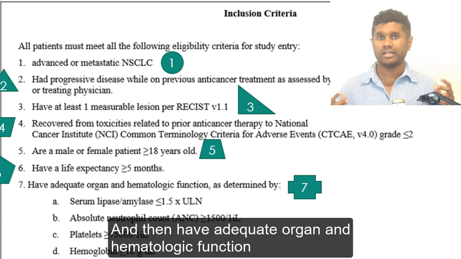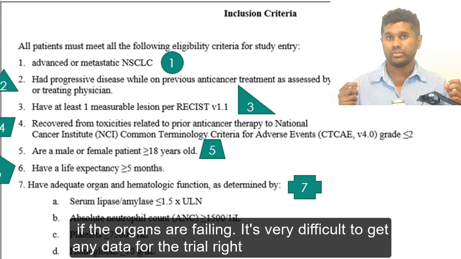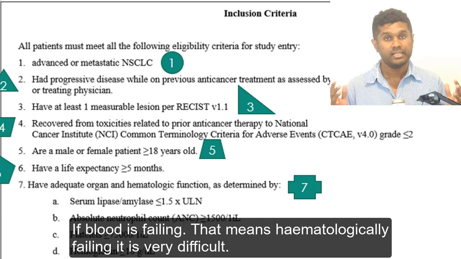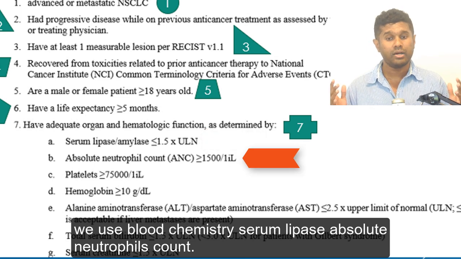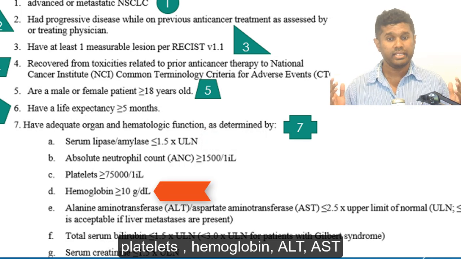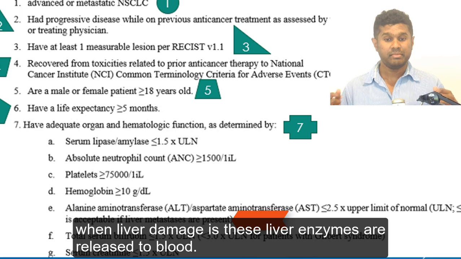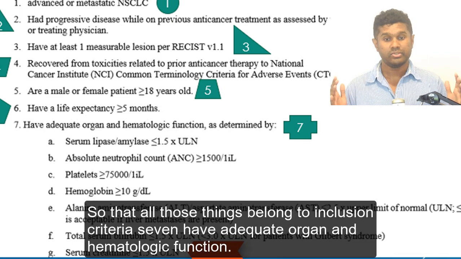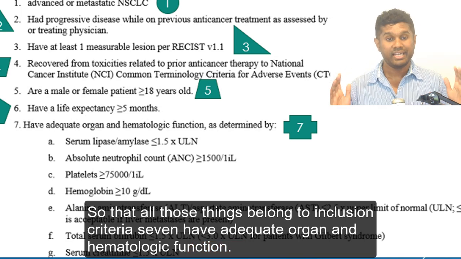That means if all the organs are failing, it's very difficult to get any data for the trial, right? Or if the blood is failing, that means hematologically failing. They are very difficult. So for this we use blood chemistry, serum lipase, absolute neutrophil count, platelets, hemoglobin, ALT, AST, alanine transaminase, that's a liver enzyme. When the liver is damaged, it's released to the blood, right? So you use that. And so serum bilirubin, serum creatinine, that's a marker of kidney damage, and so on. So all those things belong to inclusion criteria 7, have adequate organ and hematologic function.